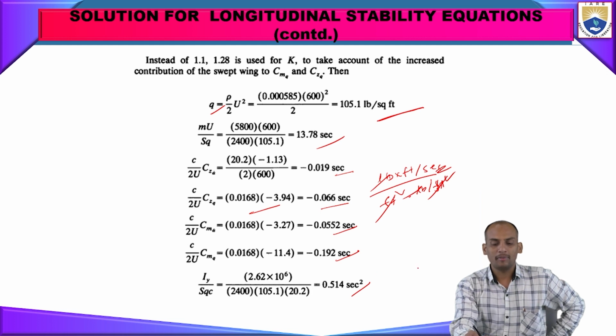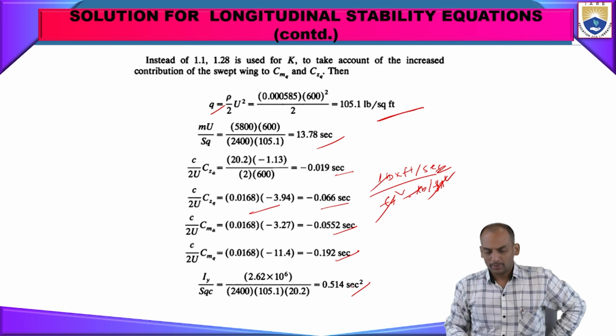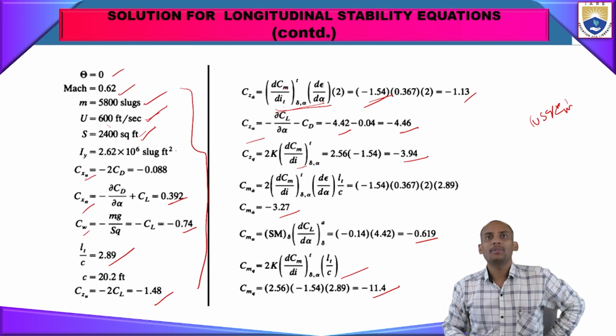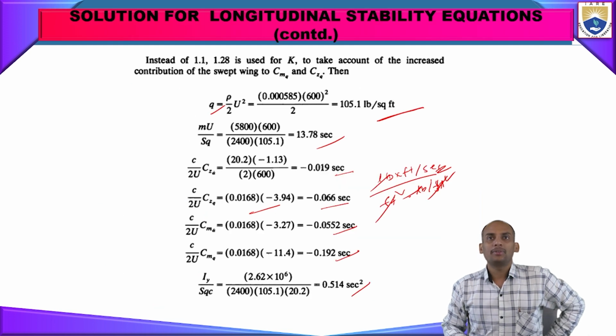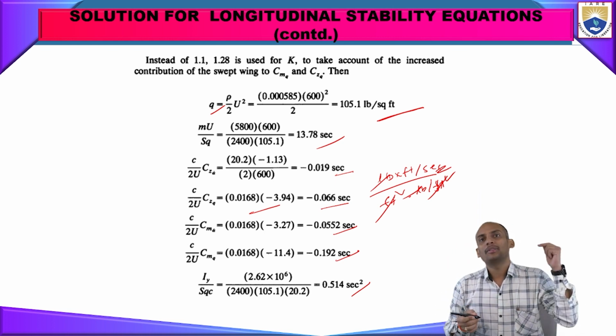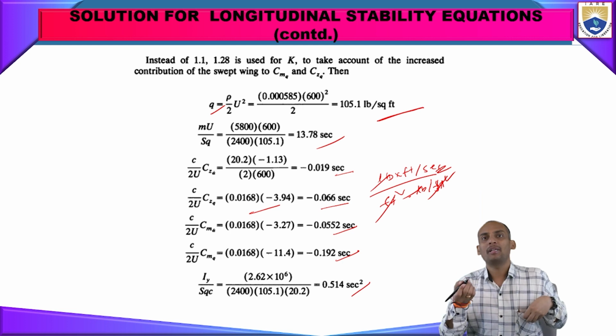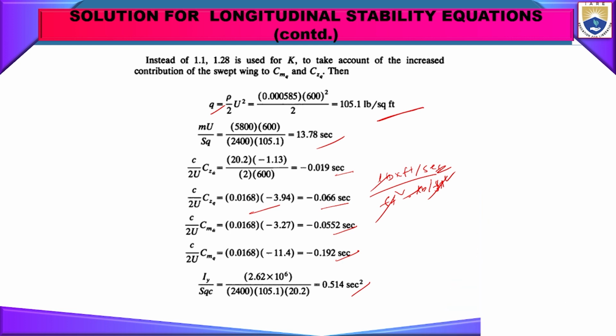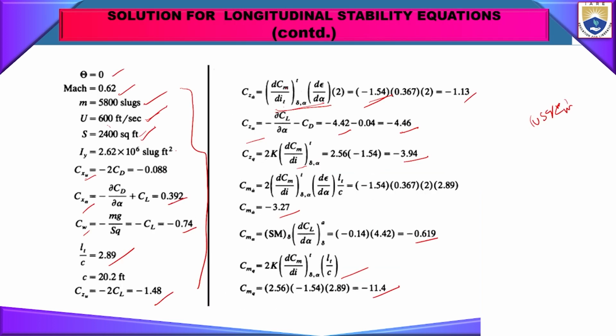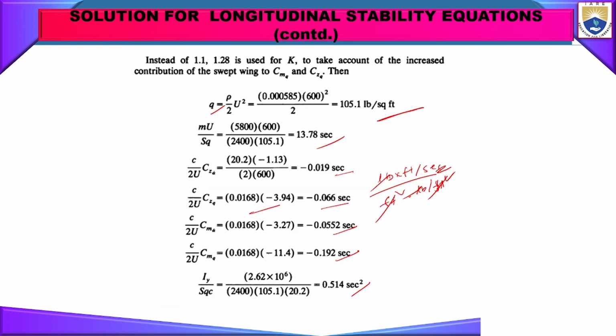And Iy by sqc value, if you see it here, this is how much? 0.514 second square. So if you see the Iy things also, slug per feet square, and S is in feet square, and Q is in LB per feet square, and c is in feet. If you see that also, you will get per second square only. In terms of second square only we will get, right. So these are the values.